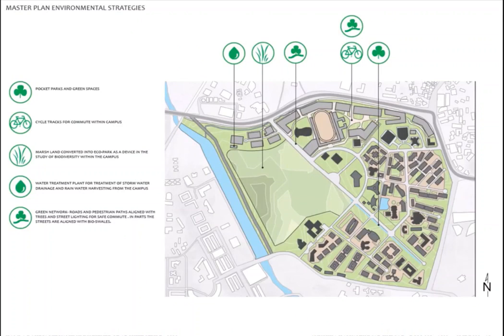The master plan environmental strategies. There are many environmental strategies that are highlighted through the plan on this slide. That are pocket parks and green spaces, cycle tracks for commute within the campus, marshland converted into an eco park as a device of study of biodiversity within the campus, water treatment plant for the treatment of storm water drainage and rainwater harvesting from the campus. The green network, that is, the roads and the pedestrian paths, are aligned with trees and street lighting for safe commute. In parts, these streets are also aligned with biospheres.